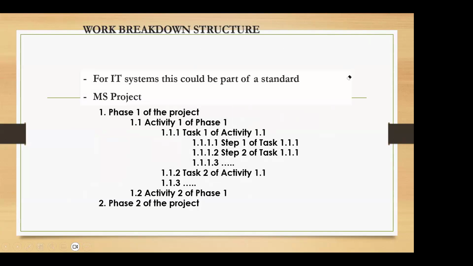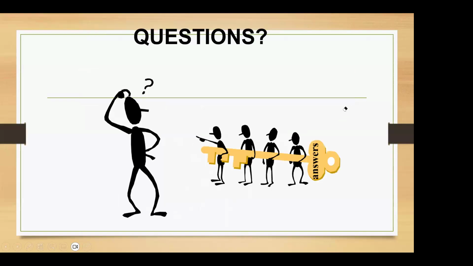So if it is an IT system, right, there can be a standard that you usually use. So we start with phase 1 of the project, then activity 1 of phase 1, then you have task 1 of activity 1.1, step 1, 2, likewise, you can go into the required level of detail. Okay. So do you have any questions about the WBS that you want to ask or discuss? Any doubts or clarifications?